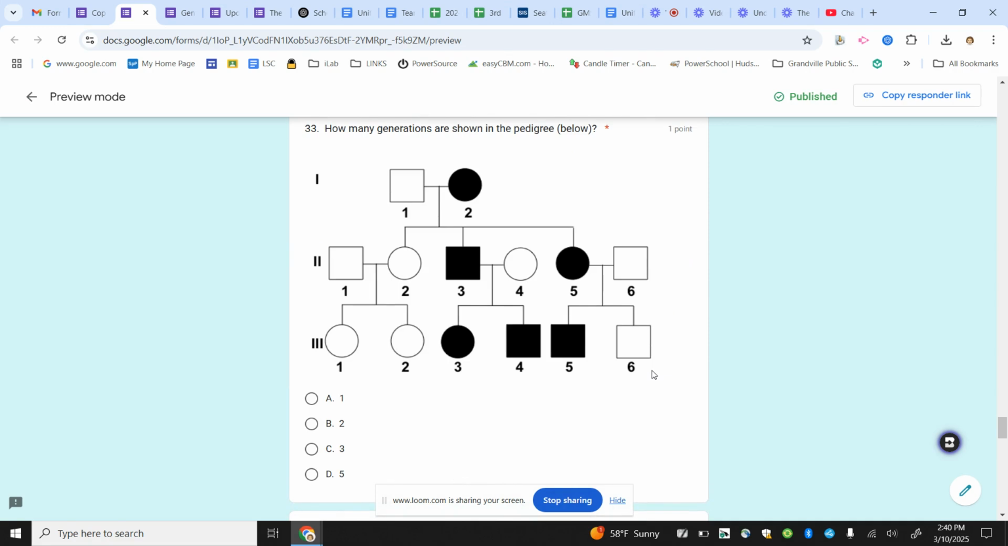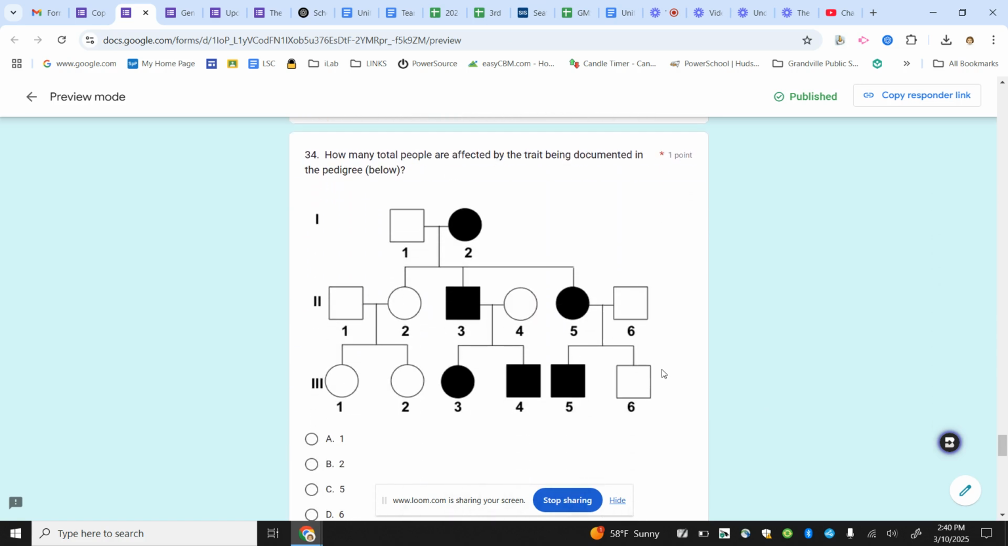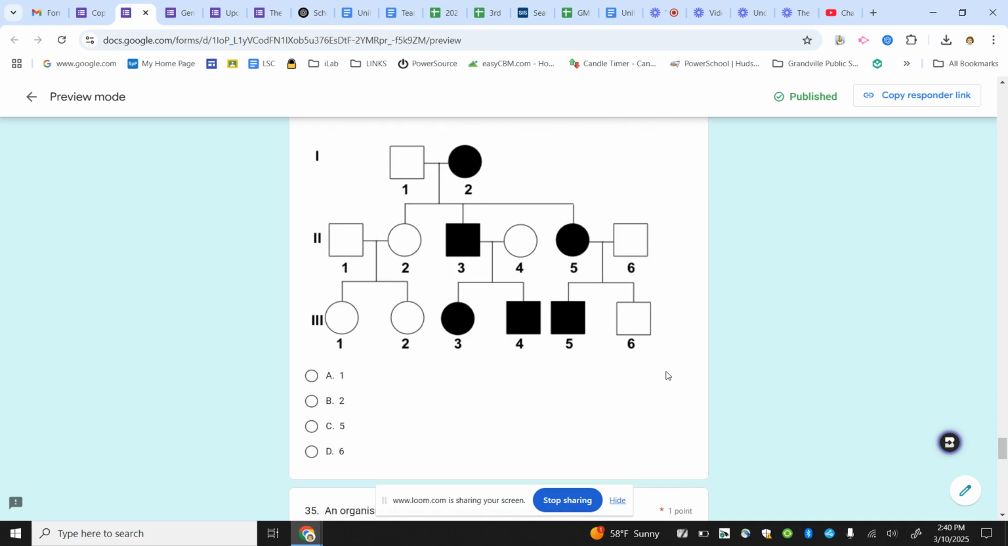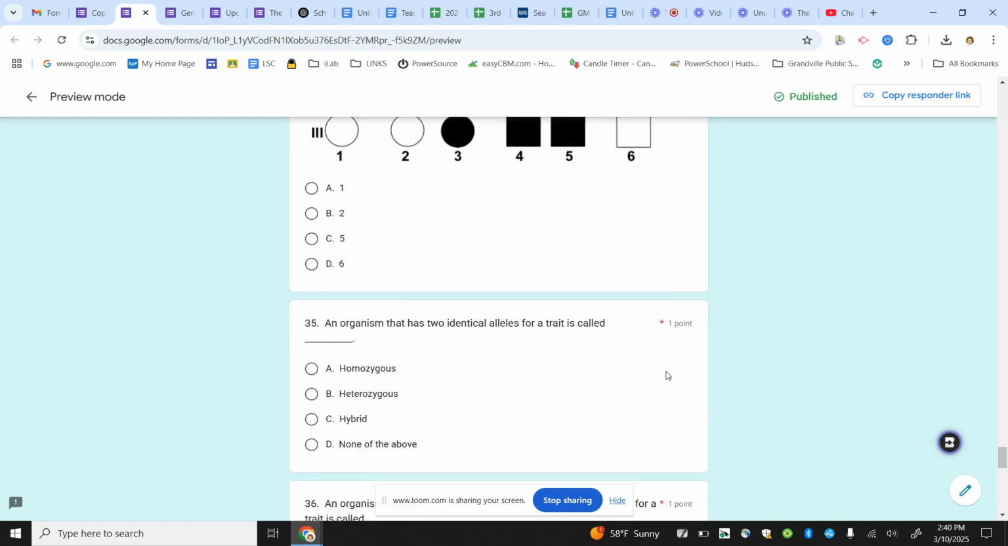Number 33, how many generations are shown in the pedigree? A, 1. B, 2. C, 3. D, 5. Number 34, how many total people are affected by the trait being documented in the pedigree? A, 1. B, 2. C, 5. D, 6.